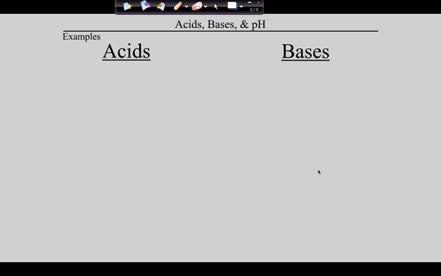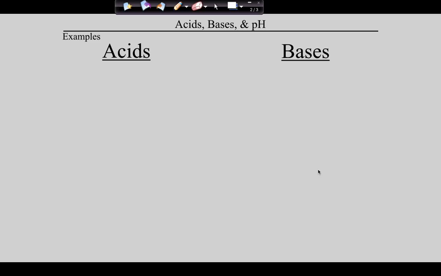So guys, when we talk about acids and bases, and you don't need to write this down, we've already established that acids give away hydrogens and bases give away hydroxides. So now I want to ask you just to see where you're at with this. Let's talk about acids first. What are substances that you know to be acidic? What are acids? Give me examples of acids.